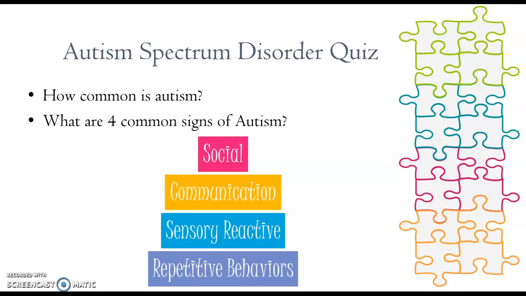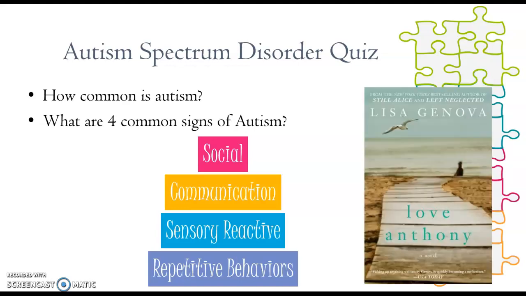And then repetitive behaviors. They have a very set routine that they want and like, and you must follow that routine. You're going to have some struggles with these patients if you get out of that routine with them. So I want to read you a quick excerpt from a book called Love, Anthony by Lisa Genova, and I think it's very enlightening about autistic spectrum disorder. It's about a little boy who has autism.